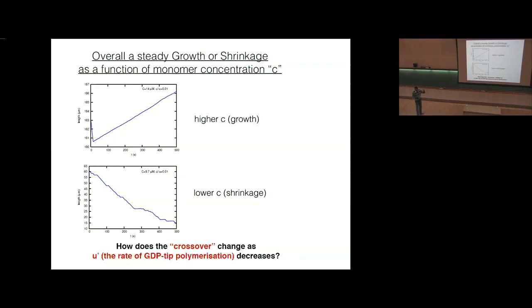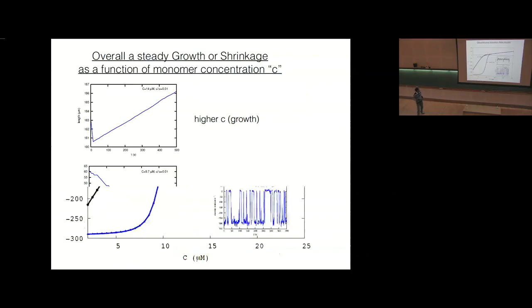But now we have this extra parameter, which is this rate of GDP polymerization. As we make this rate U prime smaller and smaller, it becomes more and more difficult to polymerize if the tip has a GDP-bound tubulin. That's the point. And we want to vary this parameter and see, as the system goes from a growth to a shrinking state, what sort of crossover it has. And it turns out, interestingly, to seem like a phase transition.